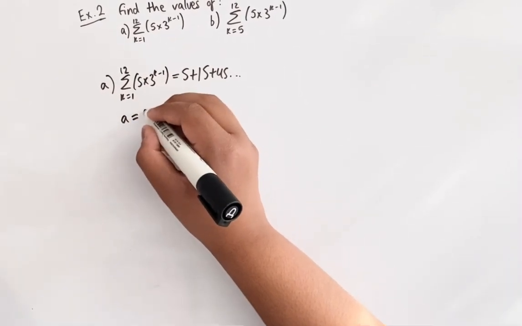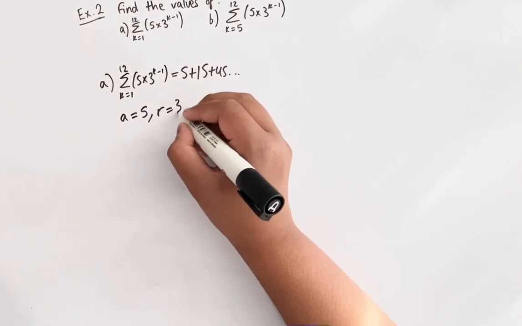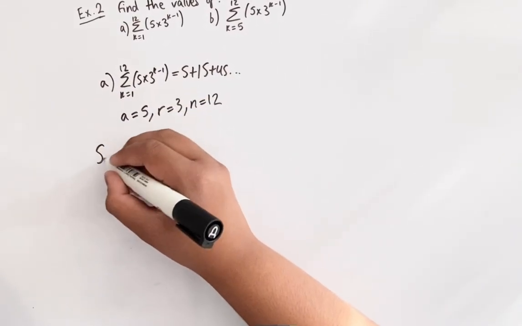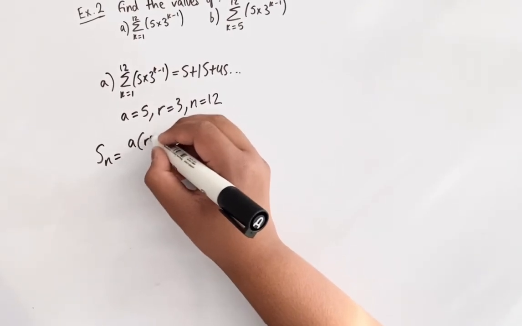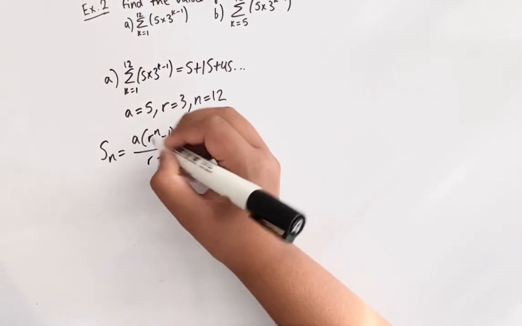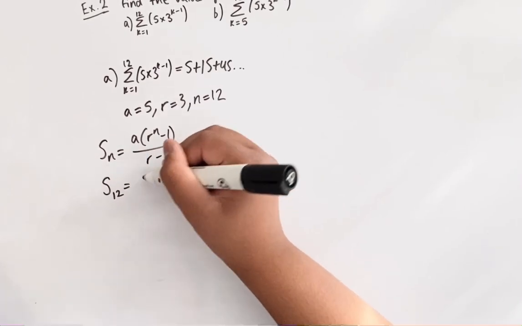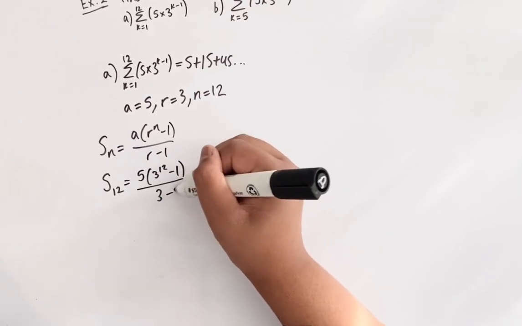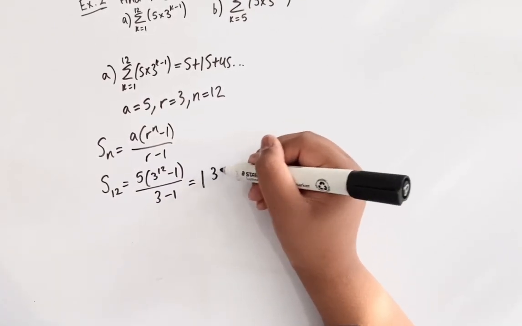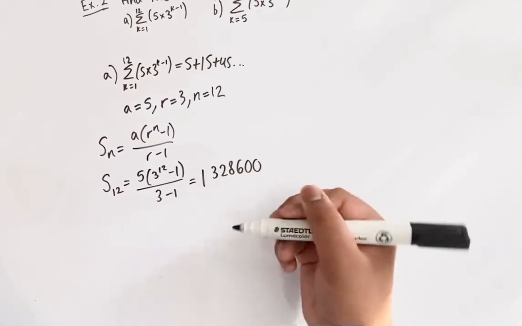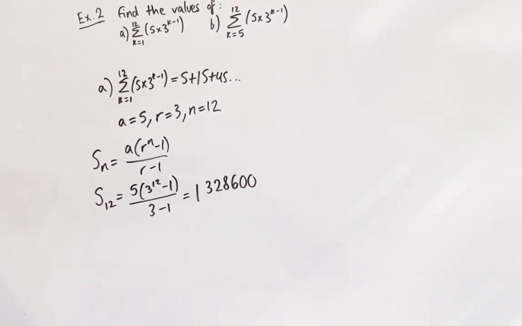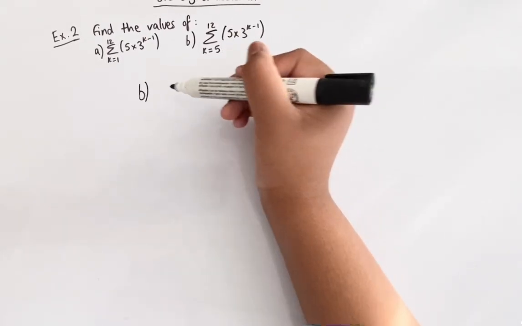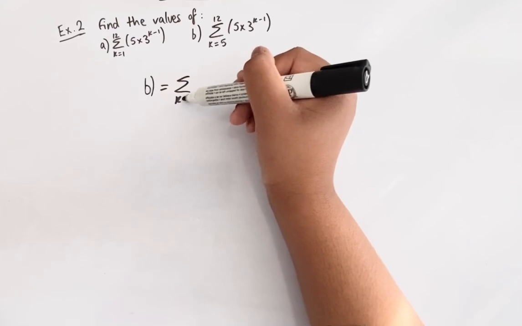We can see the first term here is 5, the common ratio is 3, and the number of terms is 12. So using S n equals a times r to the n minus 1 over r minus 1, we can get S of 12 equals 5 times 3 to the 12 minus 1 over 3 minus 1, which is 1,328,600.